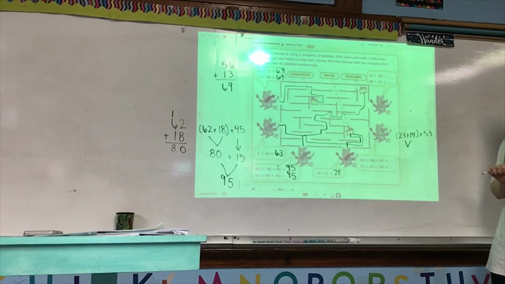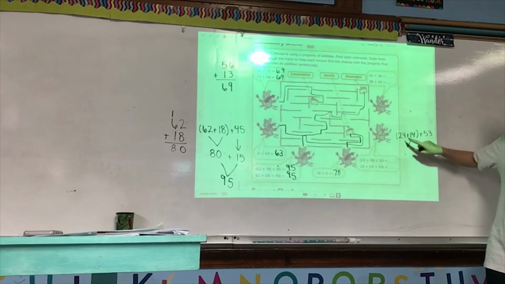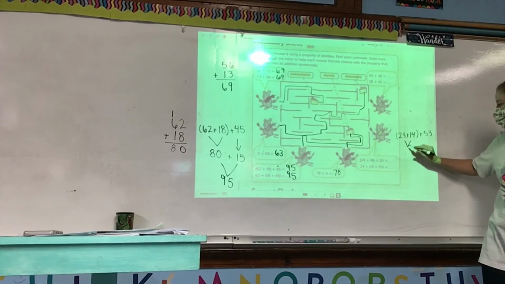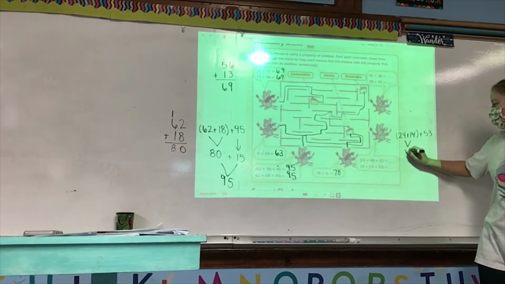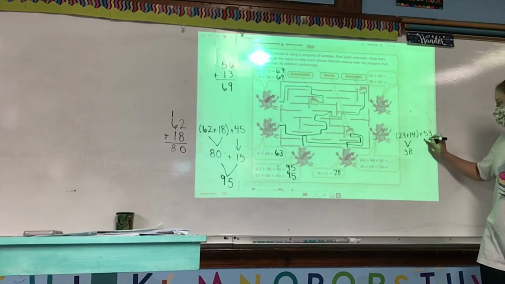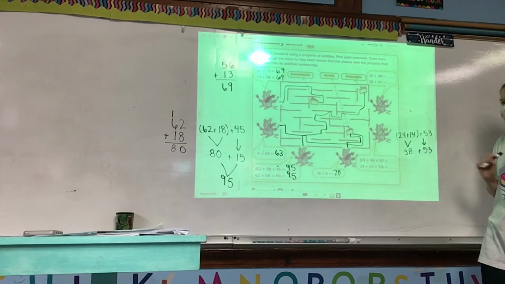24 plus 14. Do we need to set that up to the side? Are we going to have to do any regrouping? No, so we can just go sideways. But we still have to add the ones place first. 4 plus 4 is, 2 plus 1 is, are we done? No. What do we have to do now? Drop that plus 1 and 53. Good. Bring down plus 53.